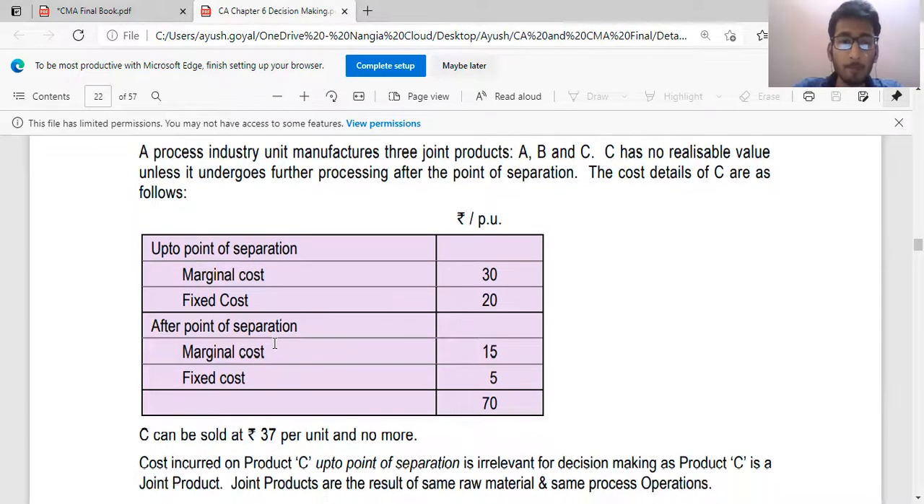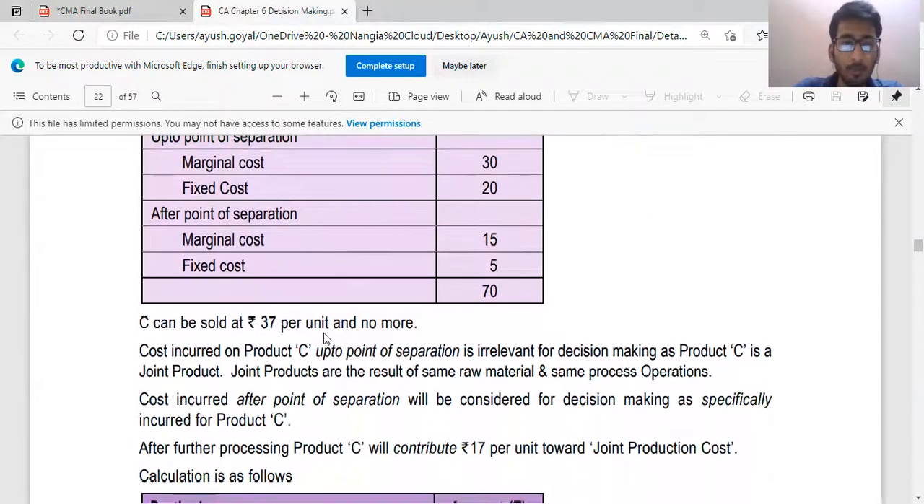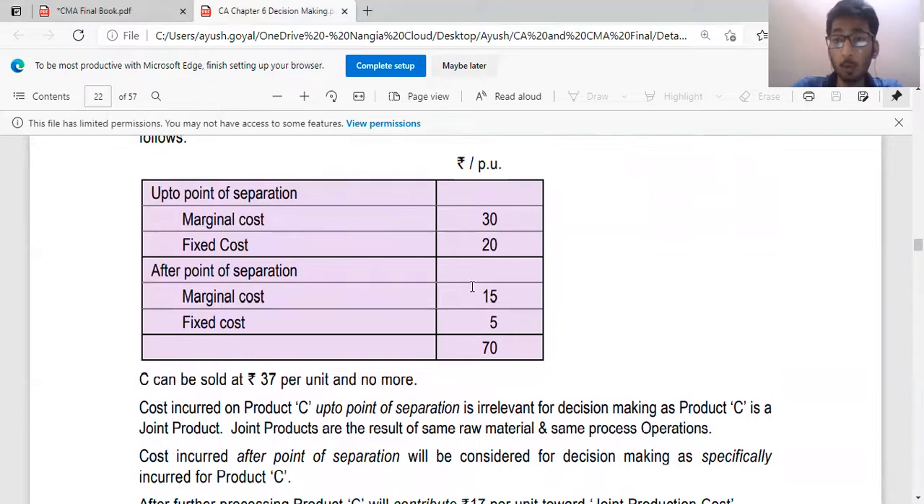Now, this is the example. The cost incurred on product C up to the point of separation is irrelevant, as I told you. Why? Because up to that point, the cost for A, B, and C would be the same. So up to that point, the marginal cost would be irrelevant cost. Now, after the point of separation, we have 15 rupees fixed cost and 5 rupees variable cost, and it can be sold at 37 rupees.